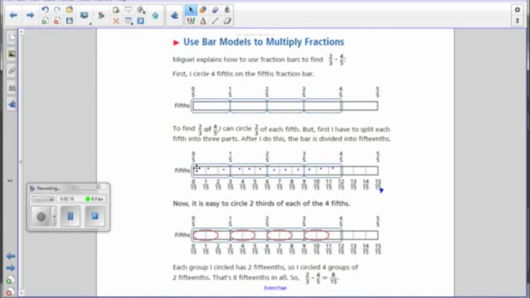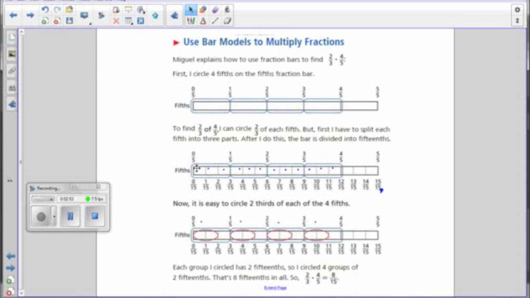Now it's easy to circle those 2/3, and it says 2/3 times 1/5. So you've got 1, 2, 3, 4. Each group I circled has 2/15ths. So I circled 4 groups of 2/15ths. That's 8/15ths in all. So 2/3 times 4/5 equals 8/15ths.